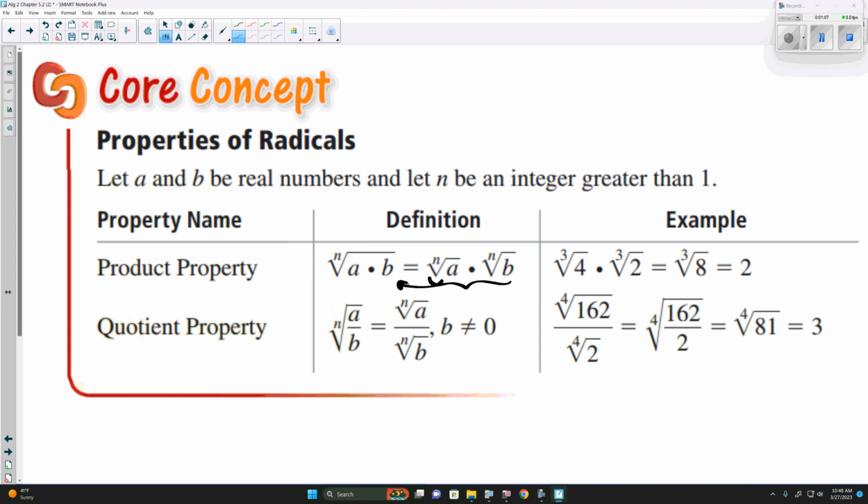Because we can take the cubed root of 4 times the cubed root of 2. Now individually we can't take the cubed root of 4 and we can't take the cubed root of 2, but we can multiply them together and take the cubed root of 8, which is 2.